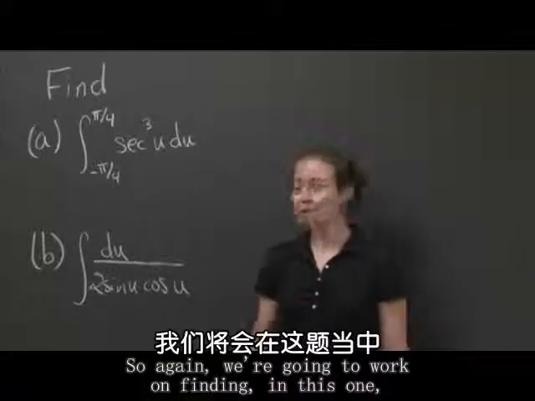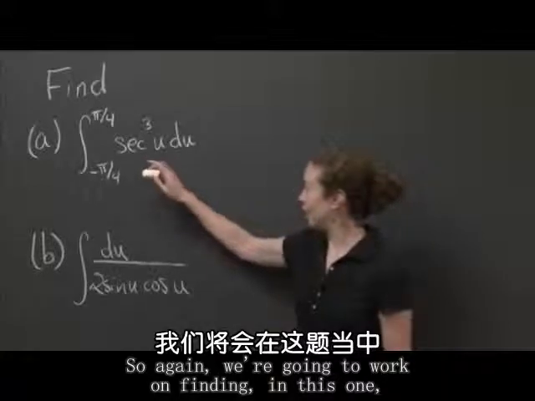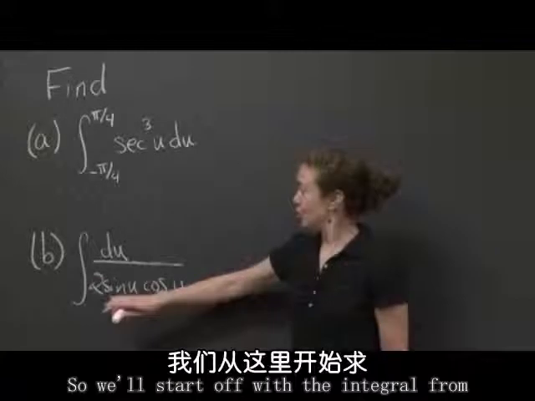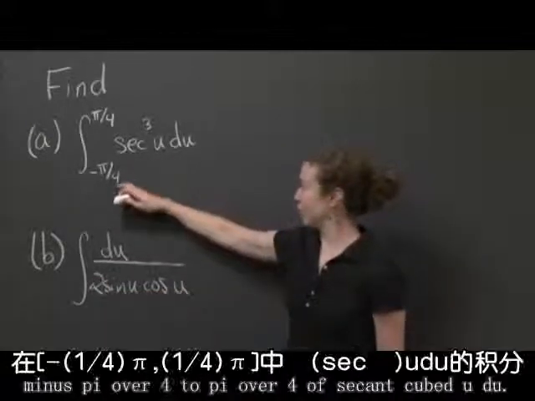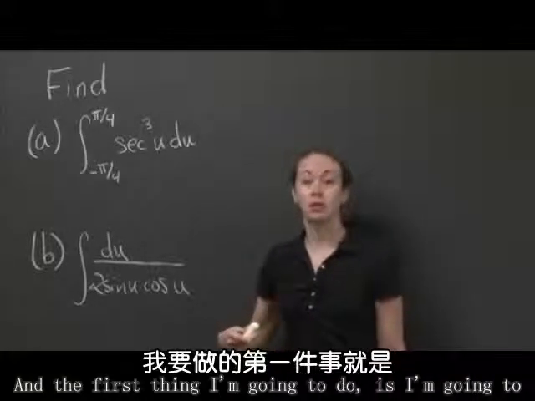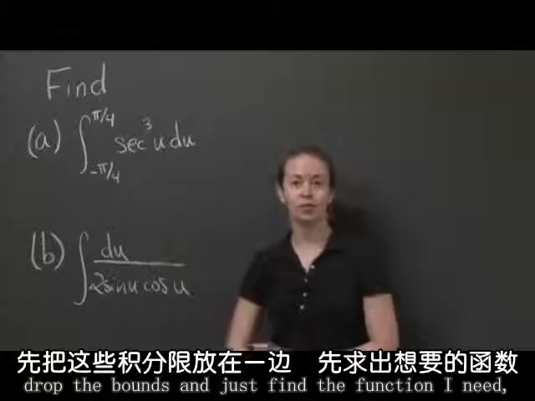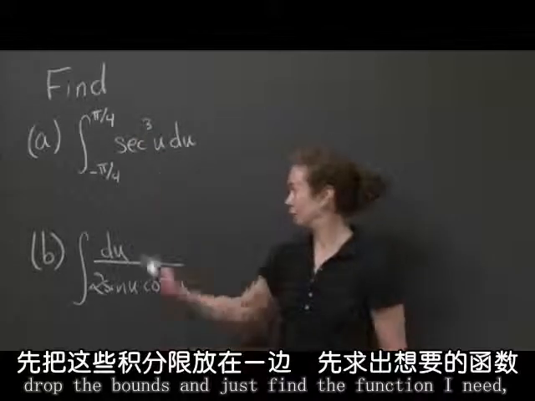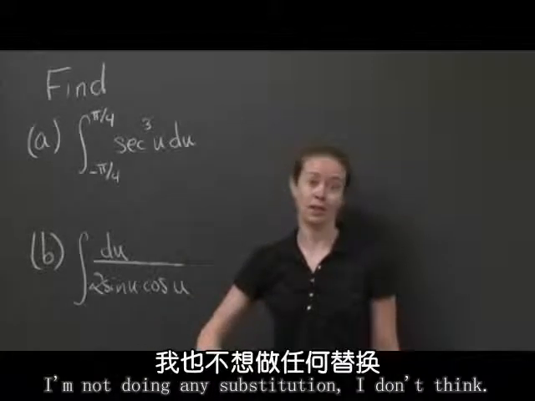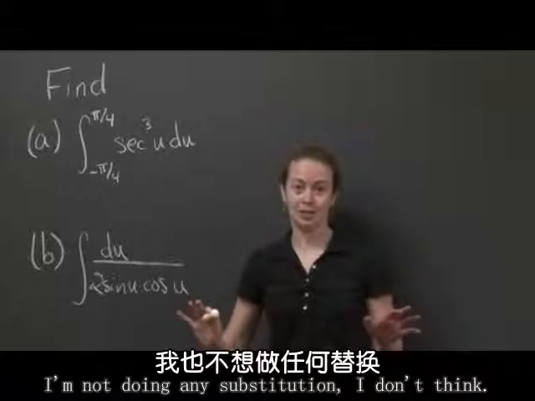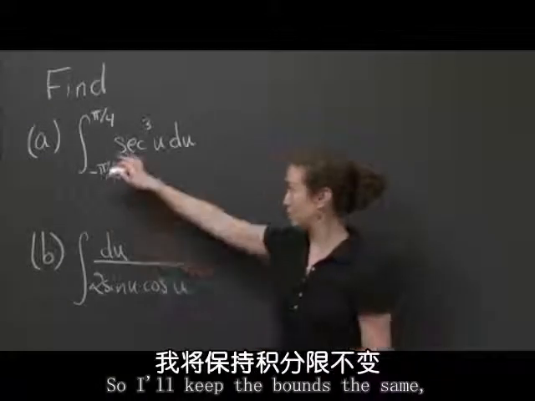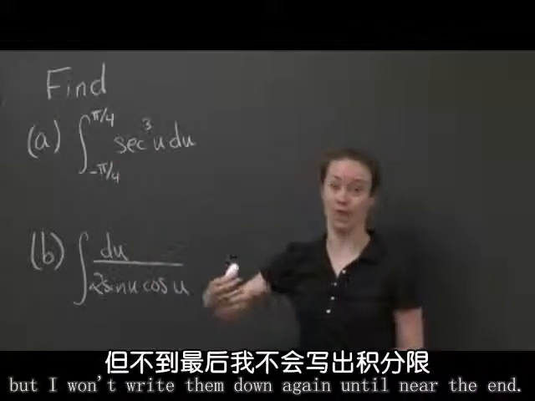Okay, welcome back. So again, we're going to work on finding in this one a specific number, and in this one an antiderivative. So we'll start off with the integral from minus pi over 4 to pi over 4 of secant cubed u du. The first thing I'm going to do is drop the bounds and just find the function I need, and then I'll bring the bounds back in. I don't want to write the bounds down at every step. I'm not doing any substitution, I don't think, so I don't need to worry about changing the bounds. I'll keep the bounds the same, but I won't write them down again until near the end.